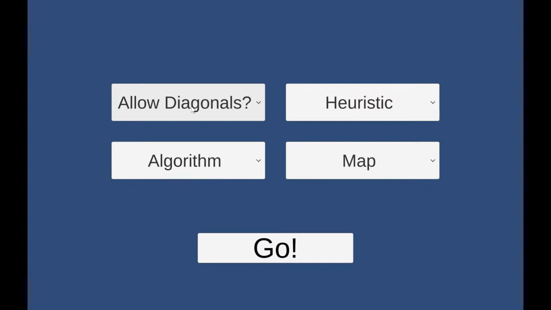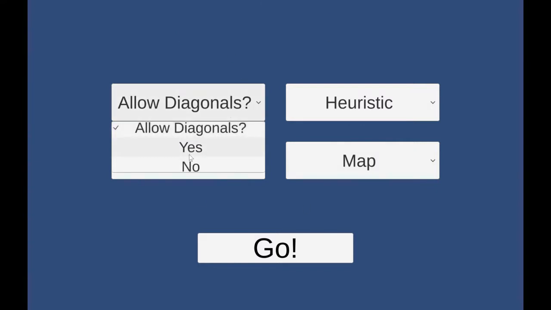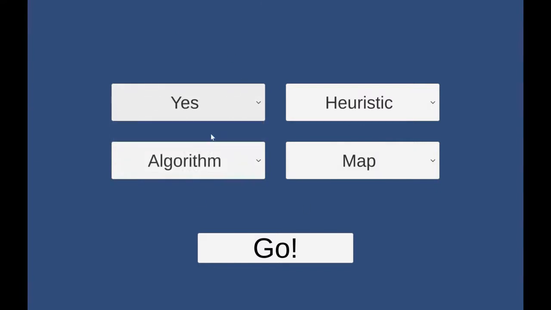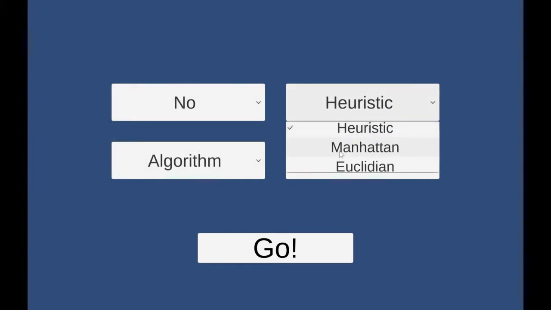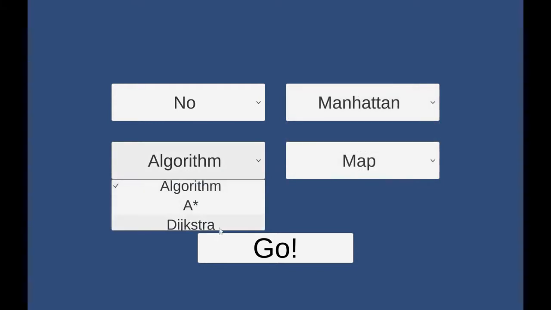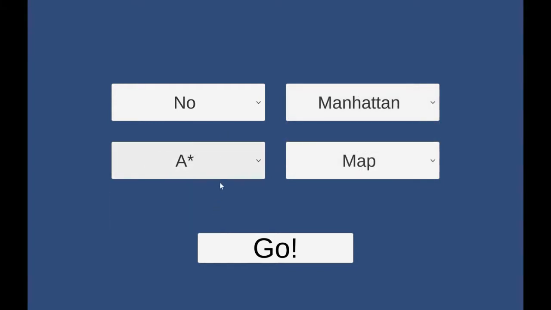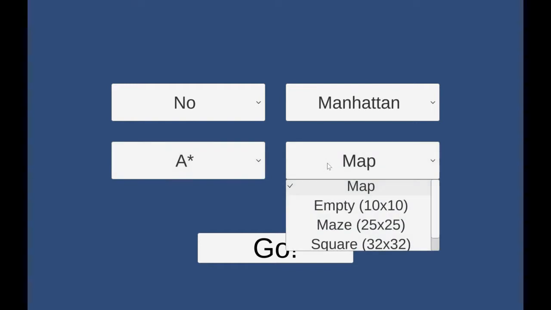Alright, so this is my demo of my project 3. At the beginning we have this menu. We can choose whether to allow diagonal paths. We can choose our heuristic from Manhattan or Euclidean. We can choose what algorithm we want, A* or Dijkstra, and we can choose a map.